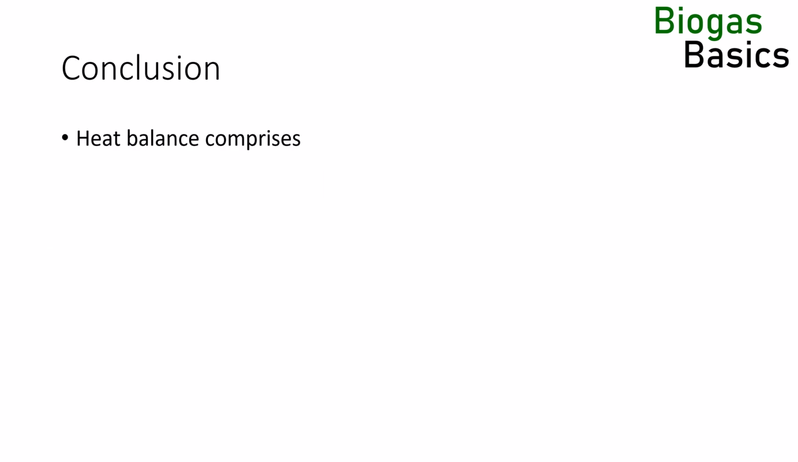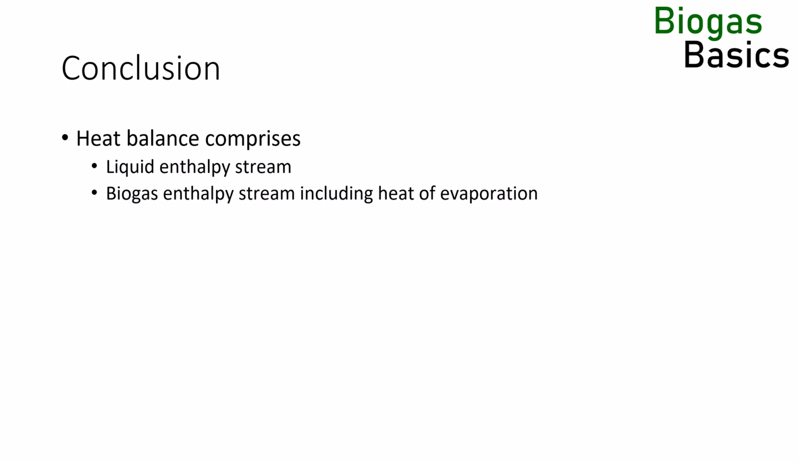Let's summarize. The heat balance of a biogas plant comprises the enthalpy flows of the incoming and outgoing liquid streams, expressed as mass flow times heat capacity times temperature. The enthalpy stream of the outgoing biogas flow must be extended by the heat of evaporation. The biogas leaves the digester in saturated form, and the evaporating water cools the digester.